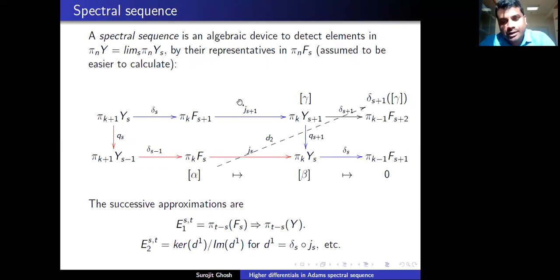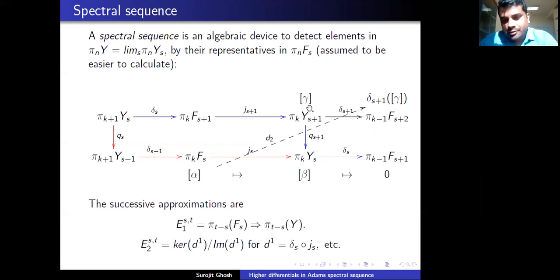Okay, but if you look at these maps carefully, we are actually basically cheating somewhere, because we're supposed to use the information for the fibers, but here, to understand the map D2, we are going through all this Y_s plus 1, Y_s and this thing. So we are using somewhere the information about the fibration map also.